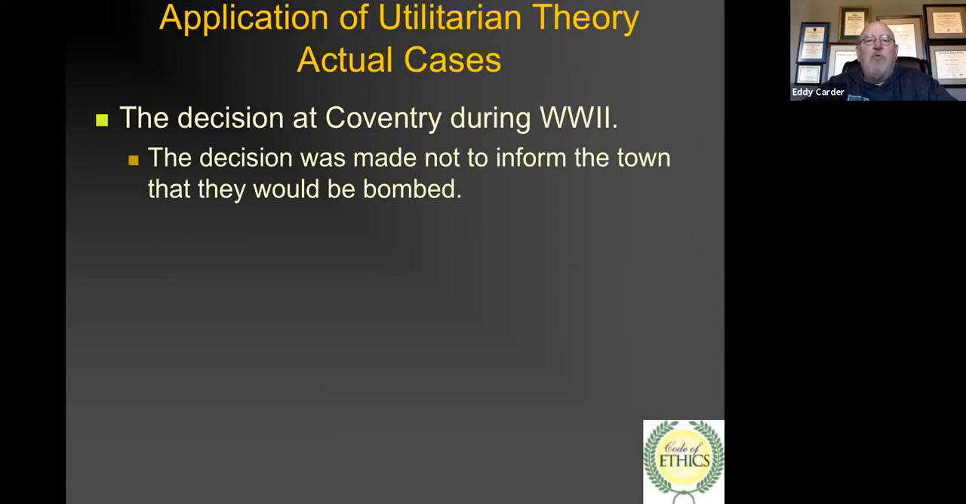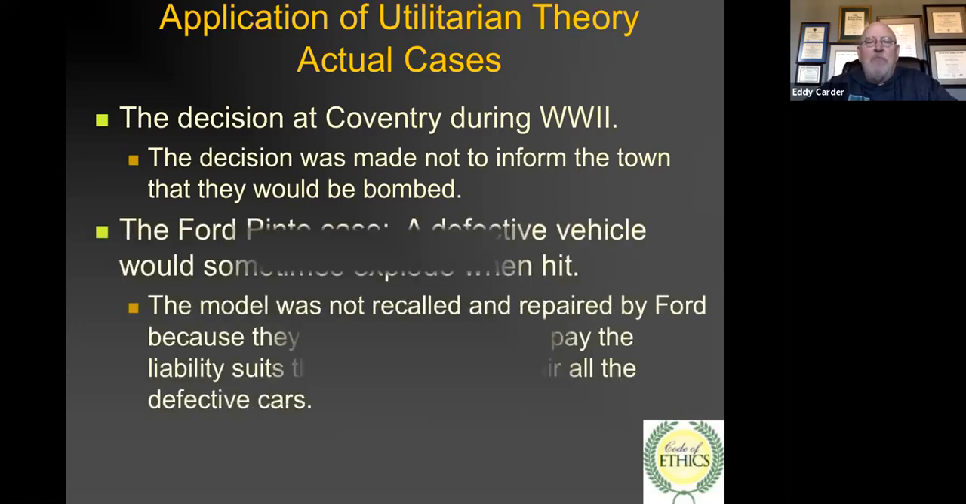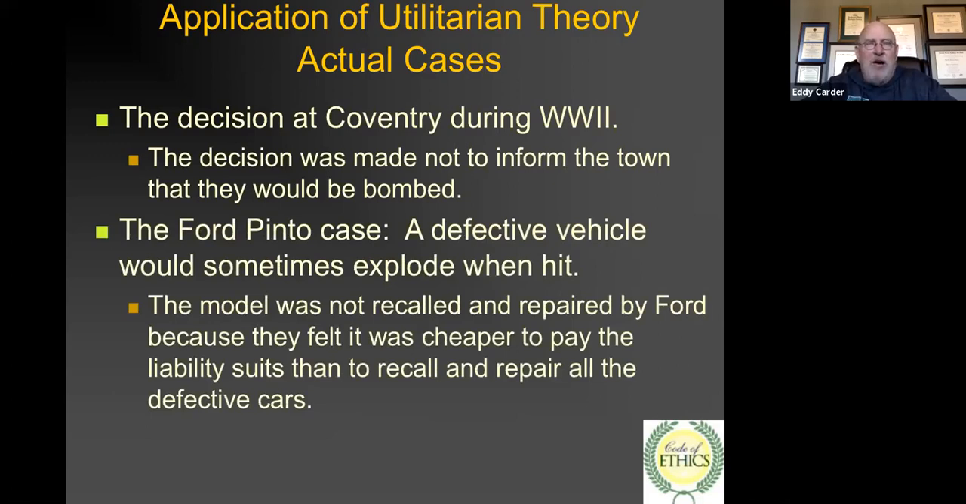All right, actual cases. The decision at Coventry during World War II: the decision was made not to inform the town that they would be bombed. So this is an actual historical event. The Nazi airplanes were on the way to bomb the town of Coventry, but the government made the decision not to notify Coventry because they wanted to entrap the Nazi Air Force and then take them out. So they sacrificed the town of Coventry in the interest of trying to win the war. So that's an example of utilitarianism's concern with the many over the few.